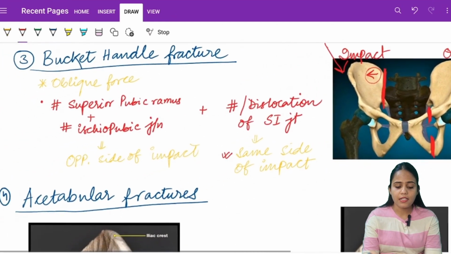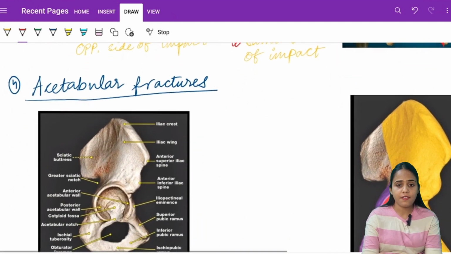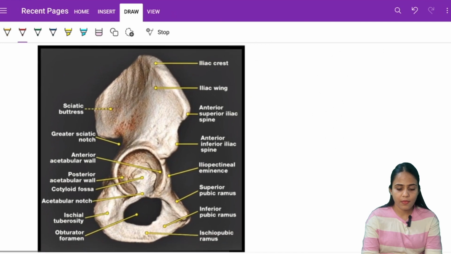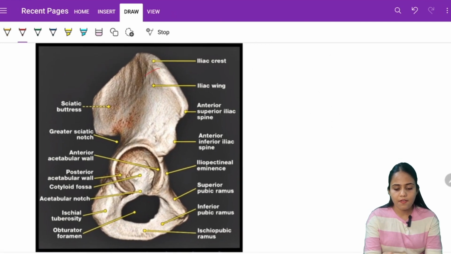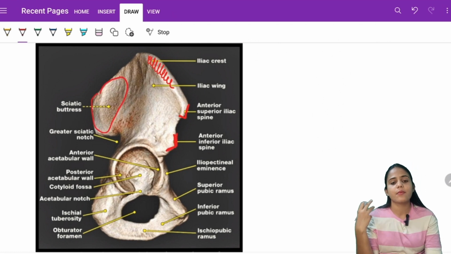Next fractures are the acetabular fractures. To know better about the acetabular fractures, we need to understand its parts. So this is the iliac bone. This area is the wing of the iliac bone. The bone here is the iliac crest. This is the anterior superior iliac spine. This is the anterior inferior iliac spine. This portion of bone here is the sciatic buttress.